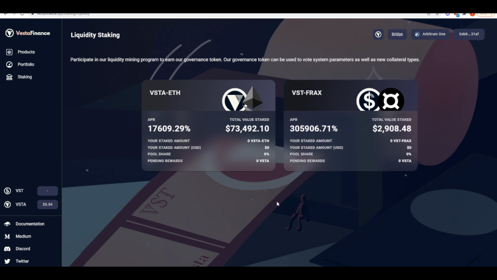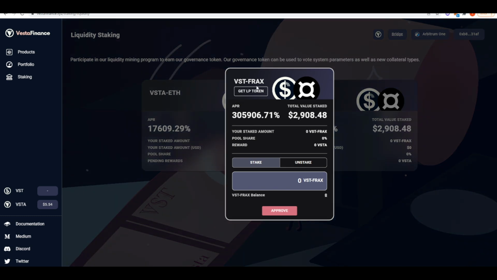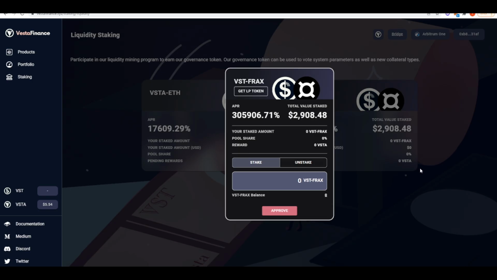So expect to see this number go way down by the time you actually see this video come out. So you can LP in the VST Frax pool and deposit your LP tokens here, and you can get your LP tokens from Curve Finance. So Curve Finance is also on Arbitrum.